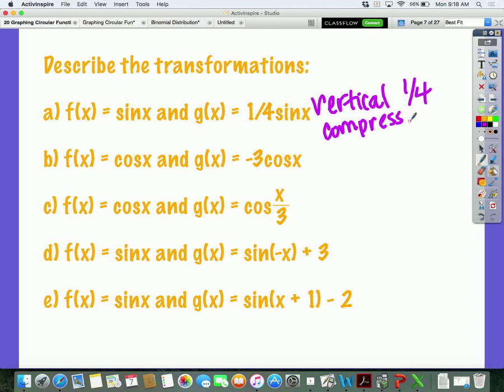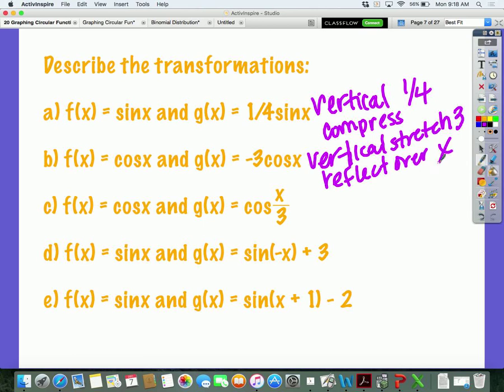What about B? What's happening to the cosine function? It's a vertical stretch by 3. And what does the negative do? It reflects it over the x-axis. Anytime there's a negative, that means it's getting flipped. You can't have a vertical stretch by a negative. Stretches are only positive numbers.